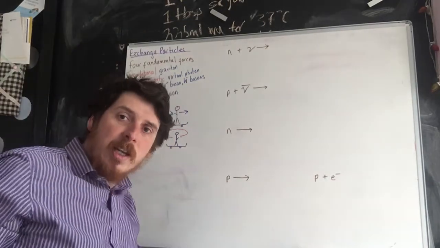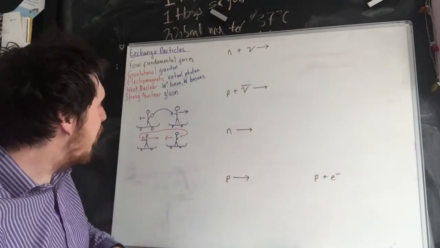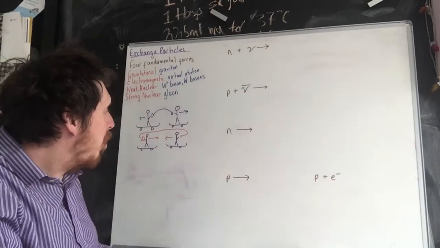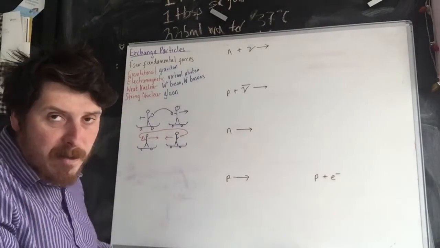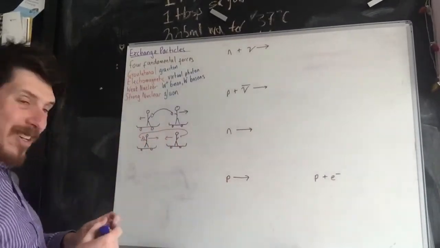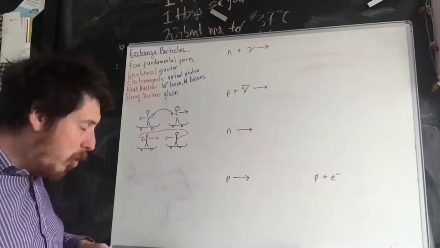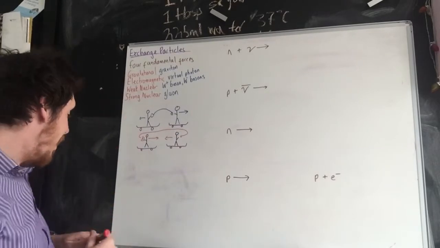Now we represent exchange particles in the form of Feynman diagrams, and I will go through the 5 different Feynman diagrams that you need to be aware of. Sorry, I've told a bit of a lie, there are 6. I do also need to talk about the electromagnetic.